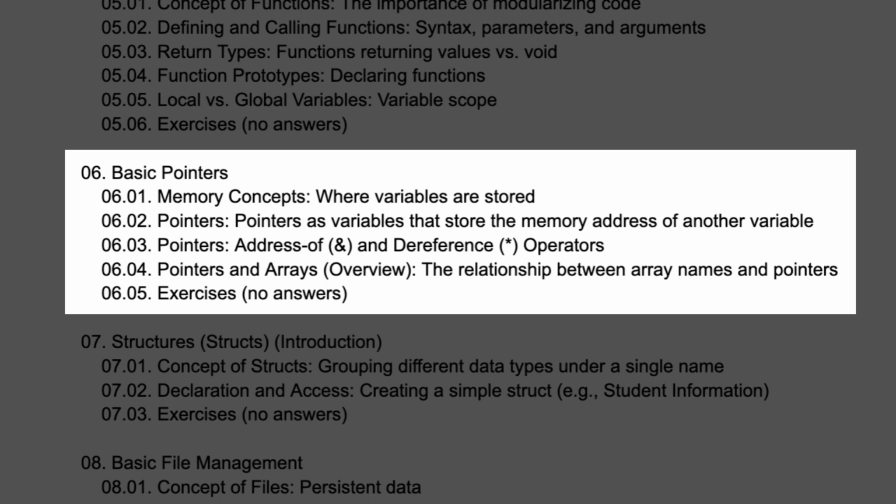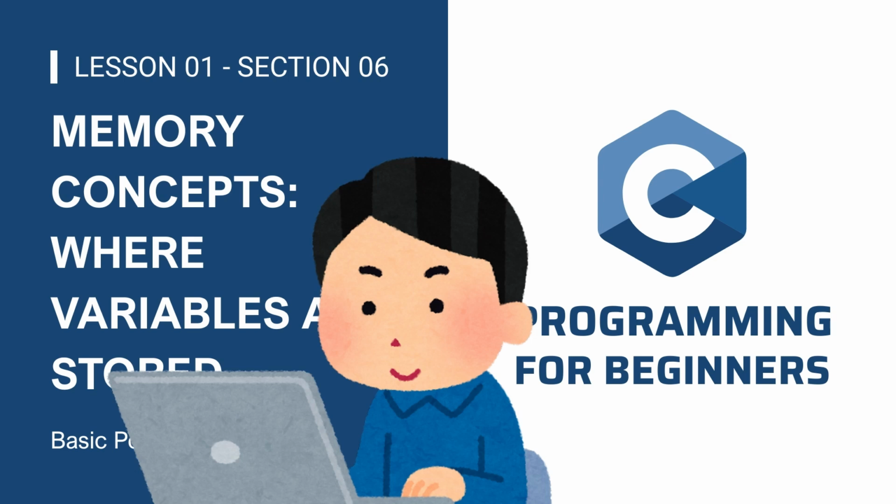6. Basic Pointers. 6.1. Memory Concepts, where variables are stored. 6.2. Pointers, pointers as variables that store the memory address of another variable. 6.3. Pointers, address of, ampersand, and dereference, asterisk, operators. 6.4. Pointers and arrays overview, the relationship between array names and pointers. 6.5. Exercises, no answers.